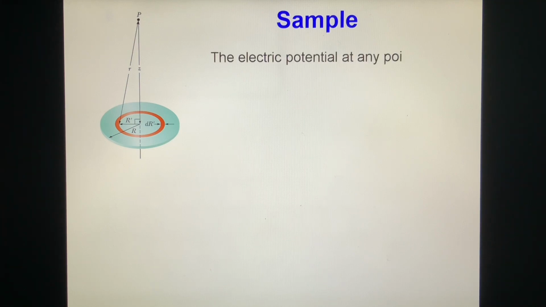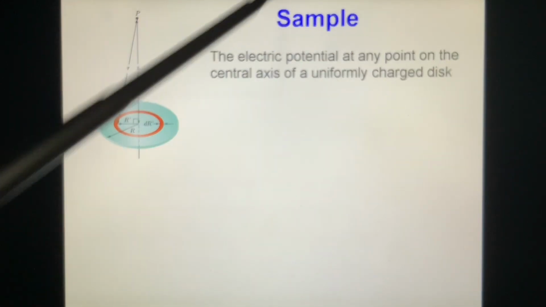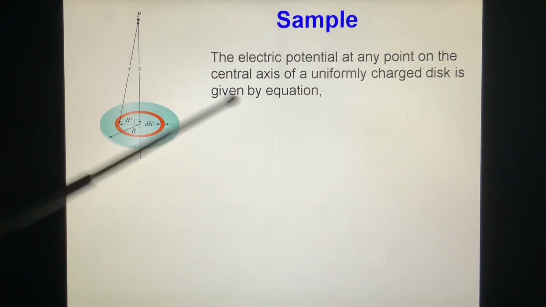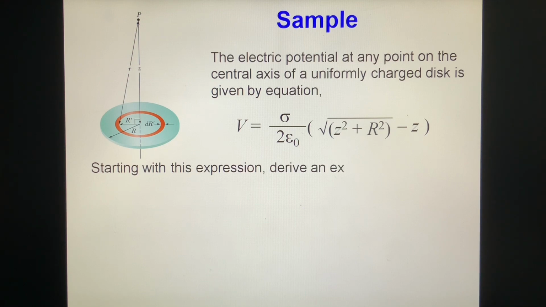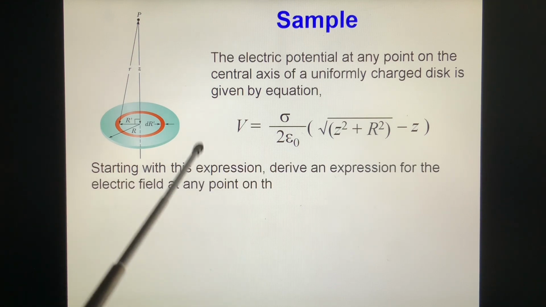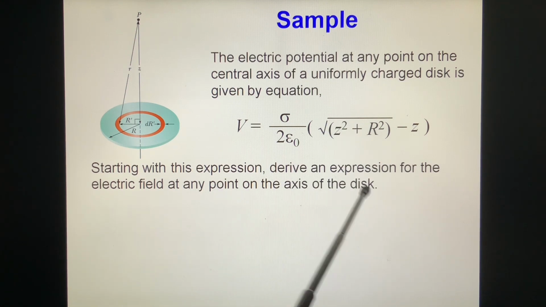Sample. The electric potential at any point on the central axis of a uniformly charged disk is given by this equation. We just learned this one. Starting with this expression, derive an expression for the electric field at any point on the axis of the disk.